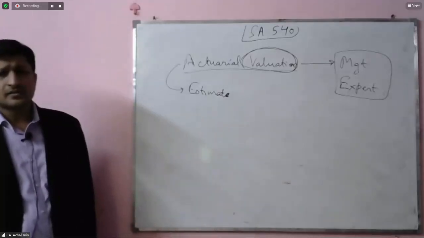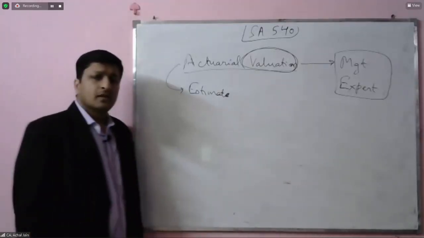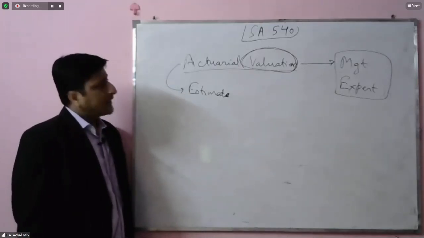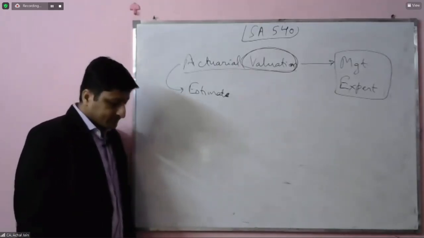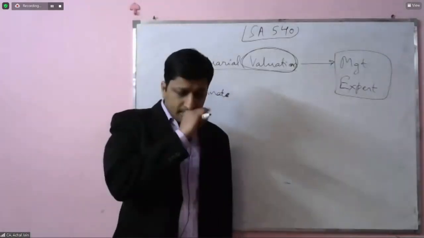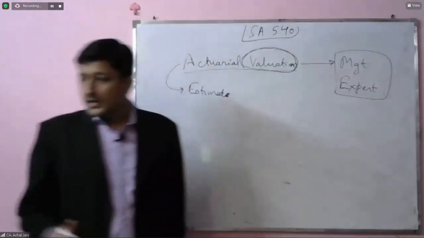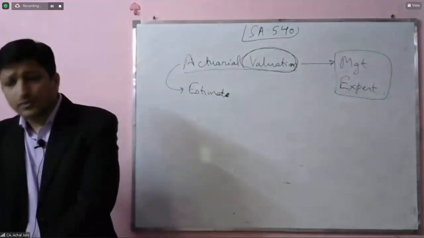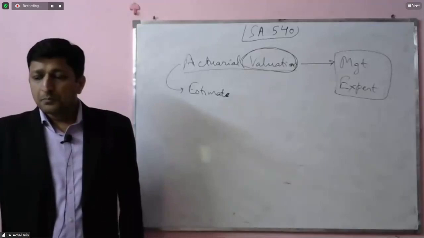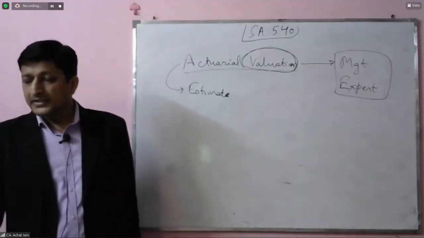Now, in this case, what is required on the part of the auditor? Let's try to understand. We may say there are two options which are available to the auditor, and I would request all of you to also comment on this. What do you think will be the right procedure on the part of the auditor in the given scenario?